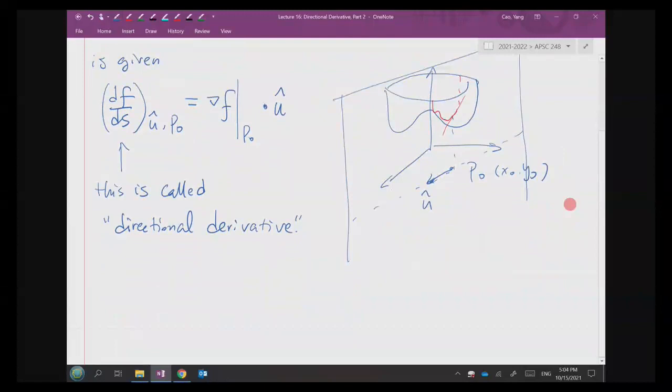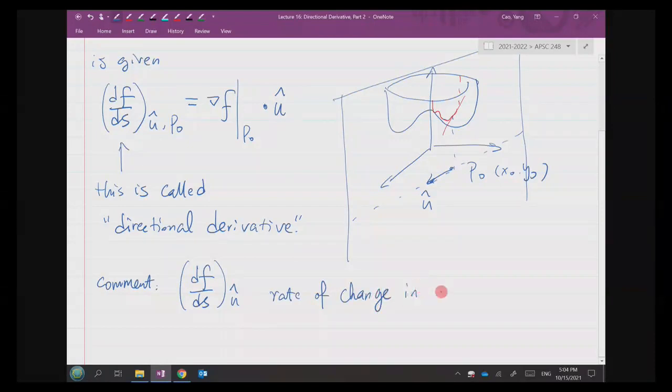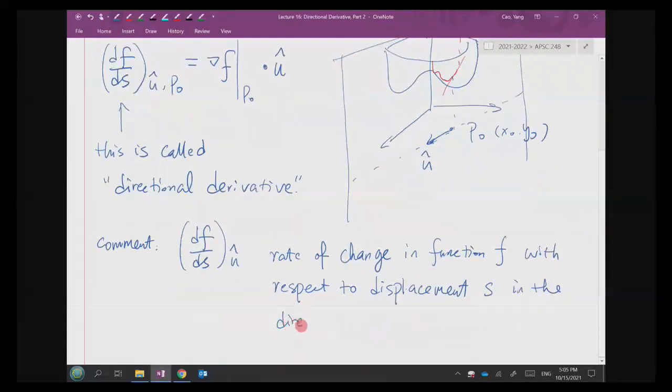Using a similar description as for functions of a single variable, this df over ds, whether at p naught or an arbitrary location, is the rate of change in the function f with respect to a displacement s in the direction u hat. So you can also describe the directional derivative this way.